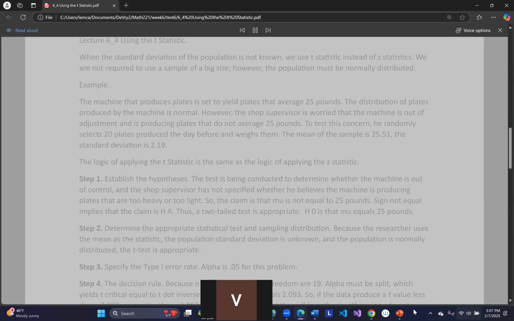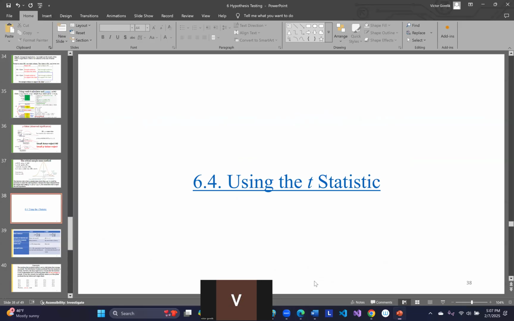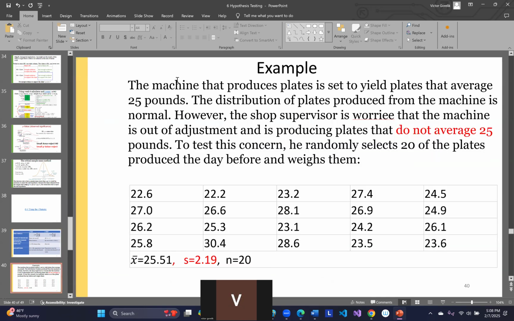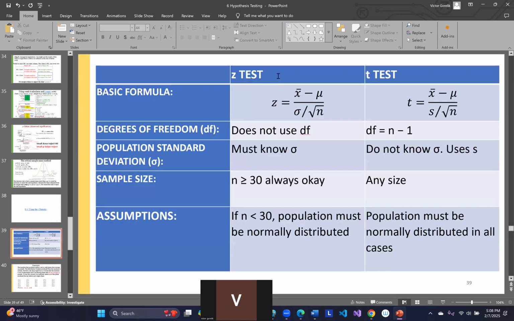Lecture 6_4: using the t-statistic. When the standard deviation of the population is not known, we use the t-statistic instead of the z-statistic. We are not required to use a sample of a big size, however, the population must be normally distributed.